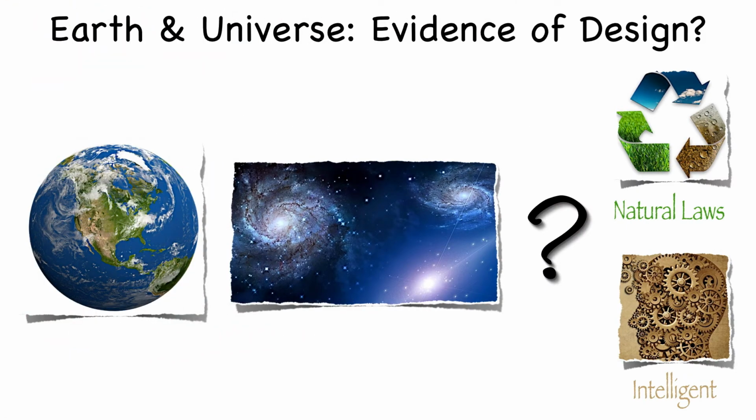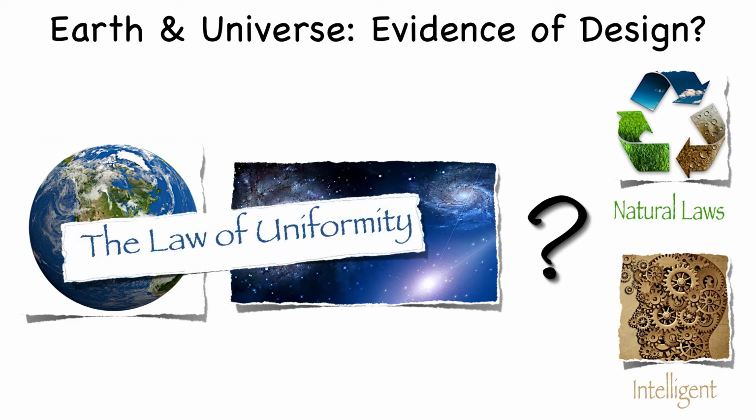How about the Earth and the universe? Are they the result of an intelligent cause or natural laws? Now, we know that no one was around to see how the Earth and universe were caused, so we must again apply the law of uniformity. As we do, we will discover in the slides ahead that the evidence indicates that our universe and Earth did indeed have an intelligent cause.